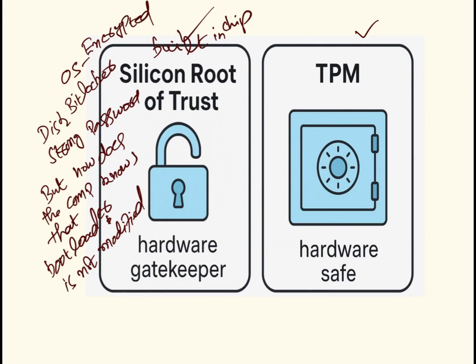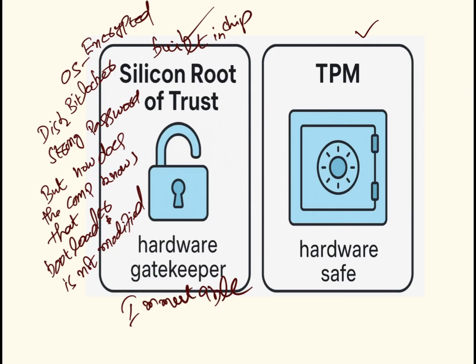So what makes it silicon? Silicon root of trust is physically embedded during chip manufacturing. That means it is not stored on disk. It's not firmware you can update. It's not software you can patch. It lives in the CPU die, secure ROM, hardware security engine. Once manufactured, it cannot be altered. It's immutable, right? CISSP keyword. We need to keep in mind that it cannot be altered once it's manufactured.